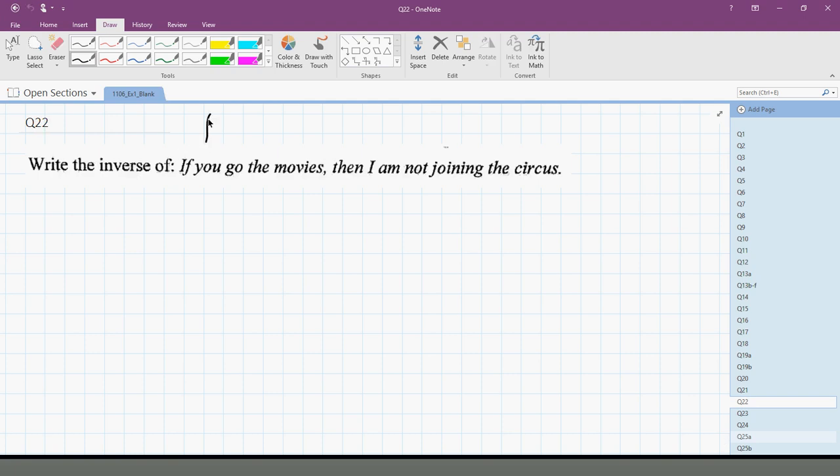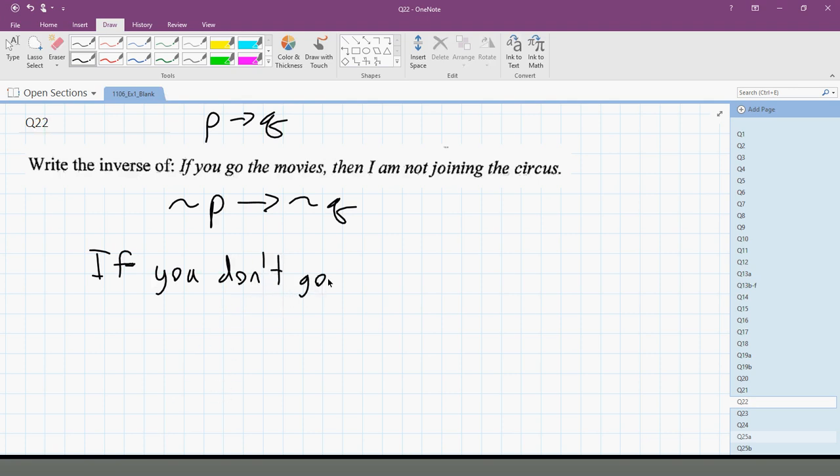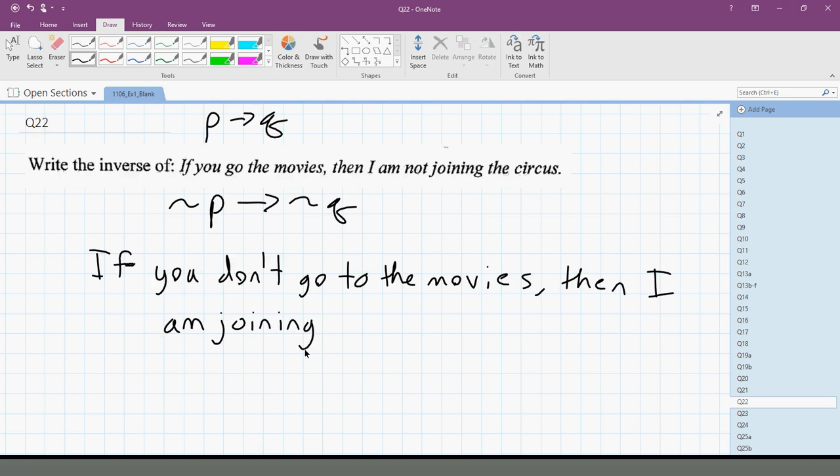Number 22. So, original statement is P arrow Q. What does the inverse look like? Nope. There you go. Negate P, then negate Q. So if what? If I don't go to the movies, then I'm not joining the circus. There you go. If you don't go to the movies, then I am joining the circus.